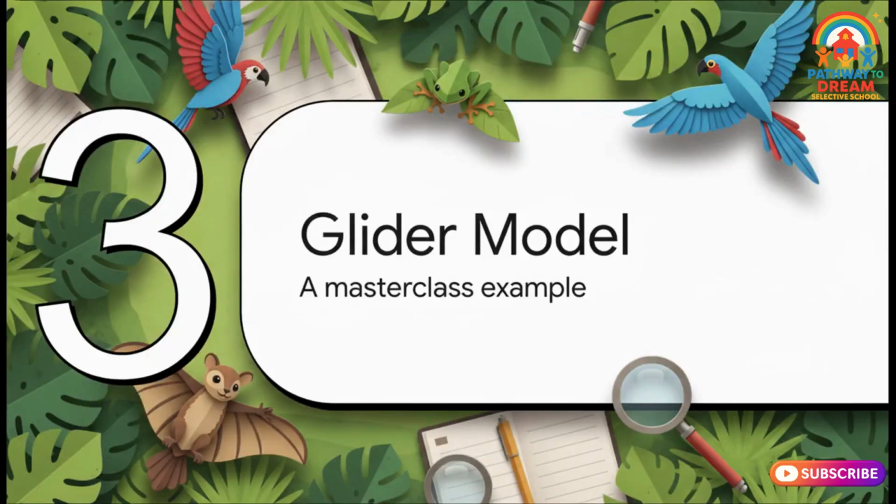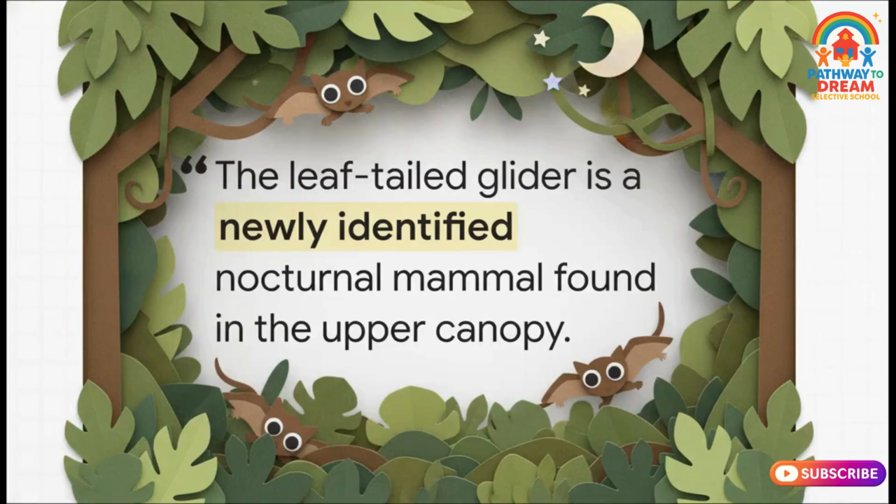Section 3. The leaf-tailed glider model. Let's look at a masterclass example. Imagine a prompt asking for a report on a newly discovered rainforest animal for a children's science magazine. Here's how a top-tier student might open it. The leaf-tailed glider is a newly identified nocturnal mammal found in the upper canopy of eastern Australian rainforest.